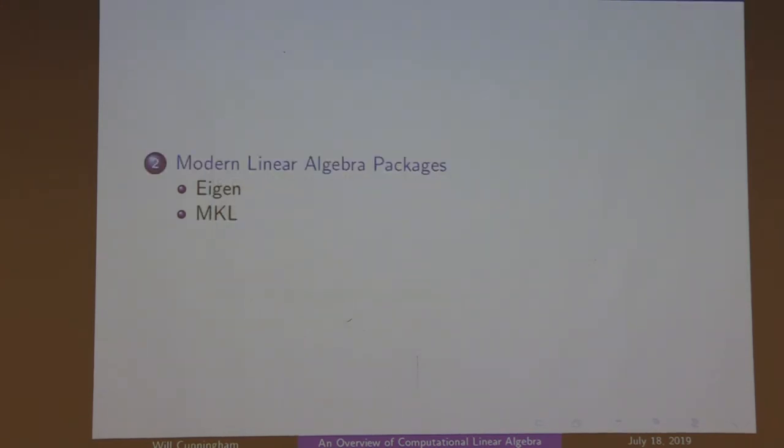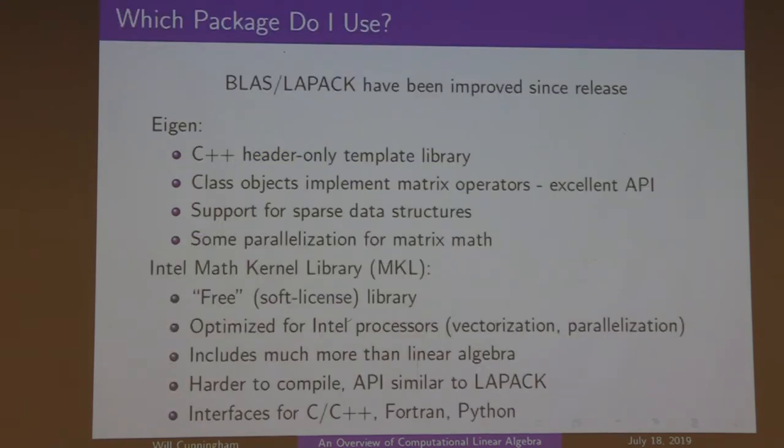So moving right along to some modern linear algebra packages. I'm just going to go over two. There are many others. These happen to be ones that I've used or like to use. But if you have others that you prefer, then you can use those as well. So, as I mentioned, BLAS and LAPACK have been improved since they were released. So here are some examples. Eigen is a C++ header-only template library. It's extremely easy to use.